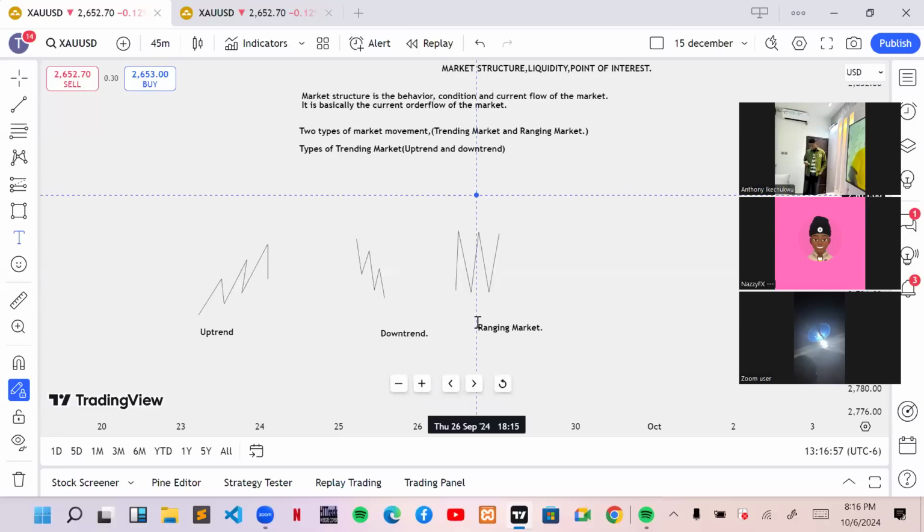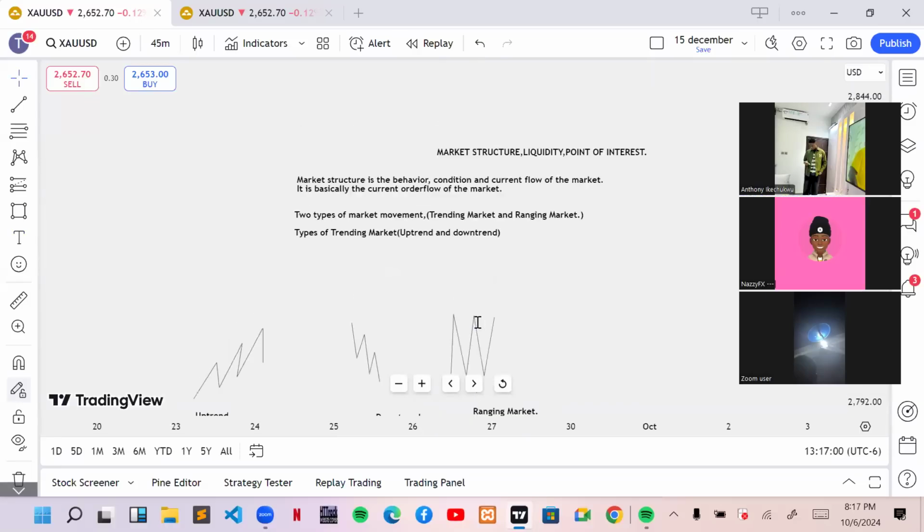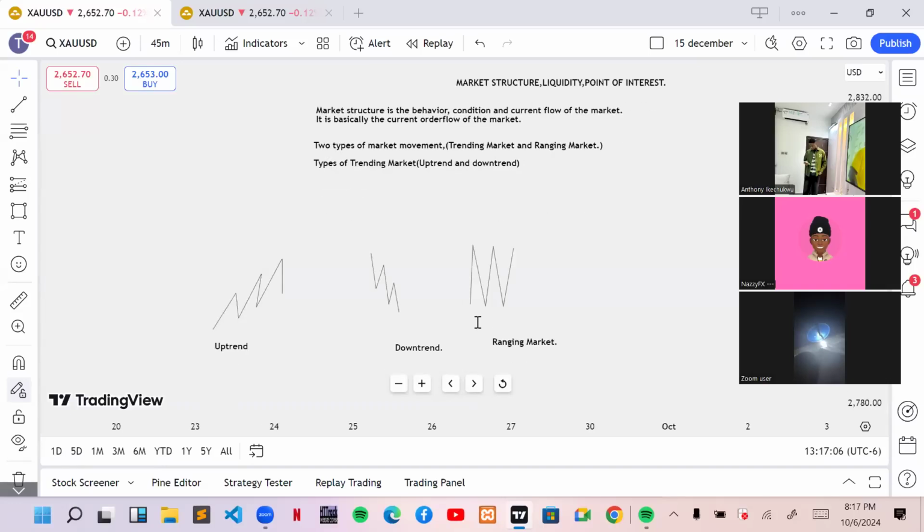So the market structure is the current flow of the market, the behavior and the condition of the market. There are two types of market movements: the trending market and the ranging market. In the trending market, we have the uptrend and the downtrend, and then we have the ranging market. So this is just an introduction to market structure.